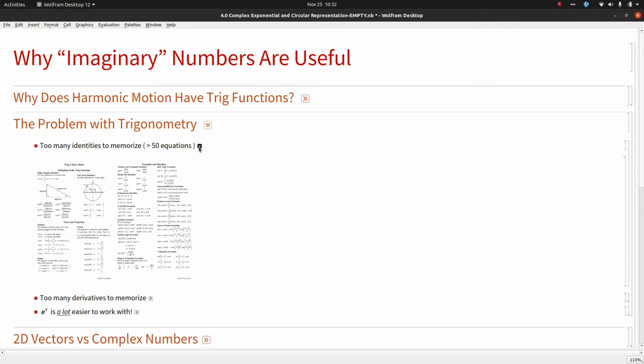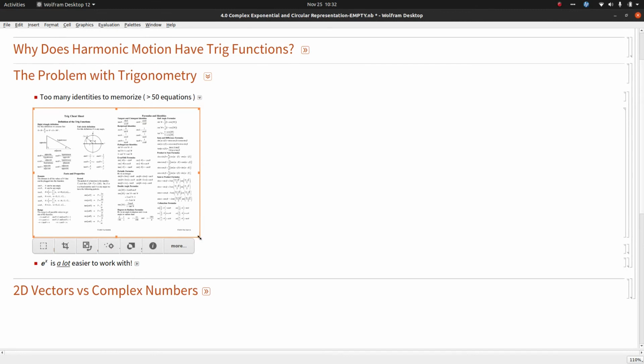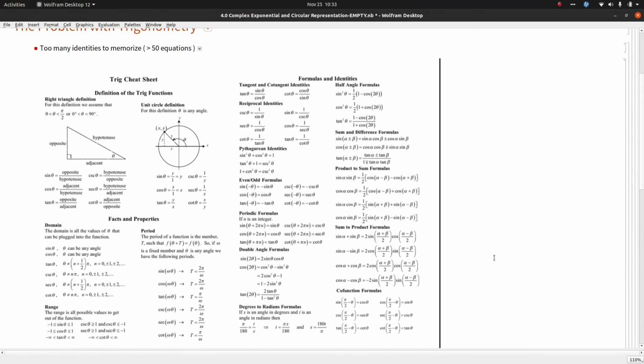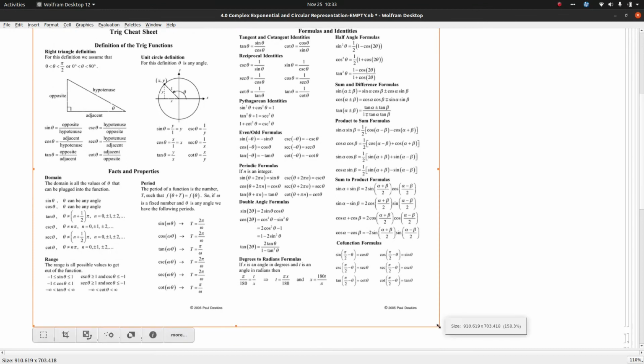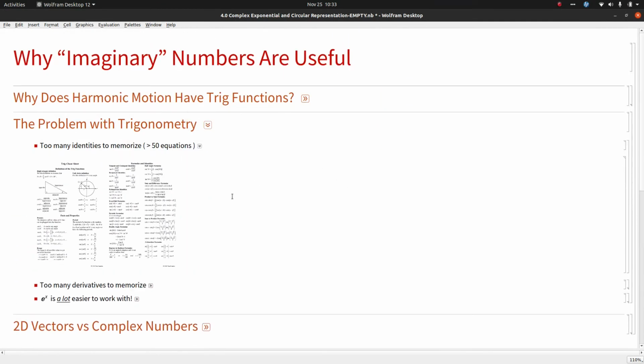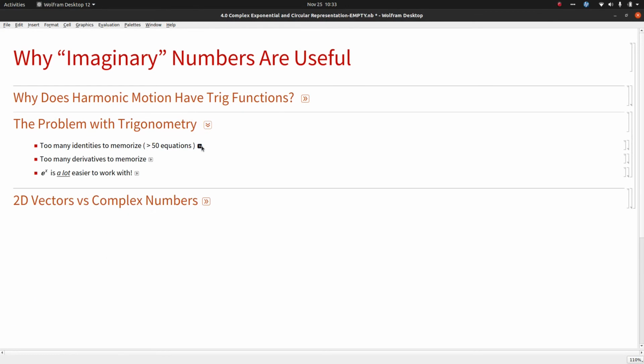It gets very complicated because there are so many equations. So as I did in a previous video, I'm going to steal Paul Dawkins' trig sheet that you can find online. And there are over 50 equations on here: 50 different identities and formulas, half-angle formulas, product rules. It's just a mess. And I don't know anybody who has taken the time to memorize all of these, because you're not going to live that long. And I don't think it's really worth it. So that's problem number one.